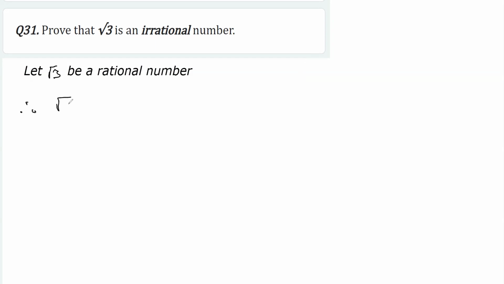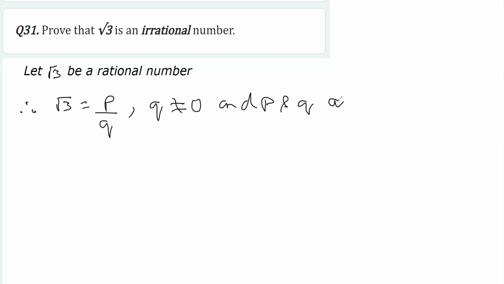And you know that any rational number can be written in the form of P by Q, where P and Q are co-prime. That means they do not have any common factor between them. And Q should not be zero because any number divided by zero is not defined. Co-prime is what? They do not have any common factor. Let me highlight this, as we are going to use this idea that they are co-prime.